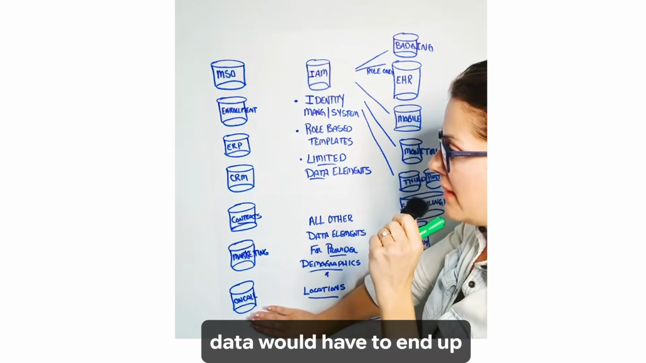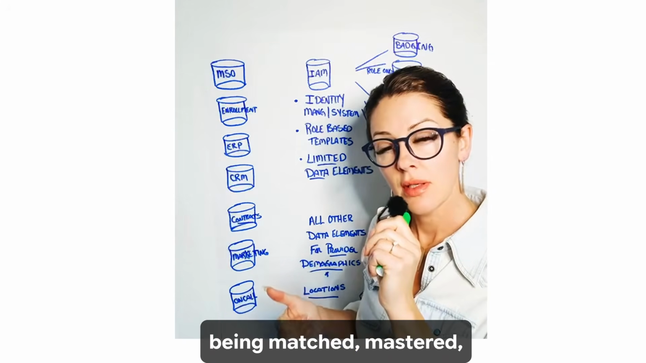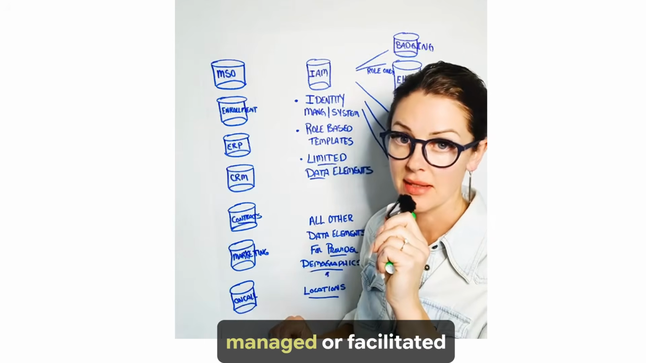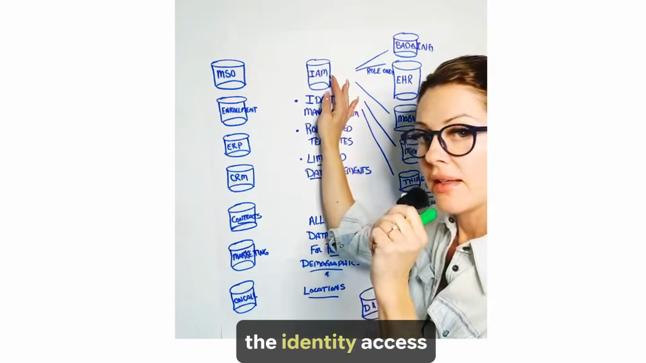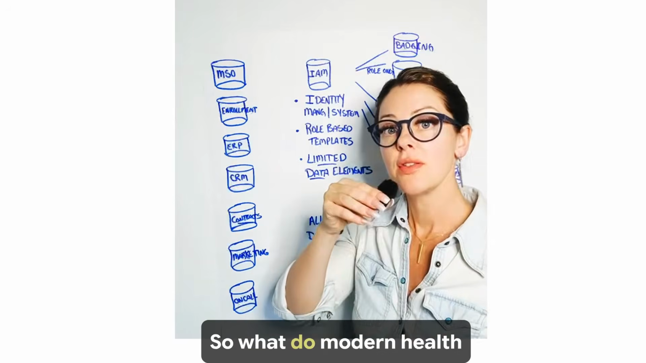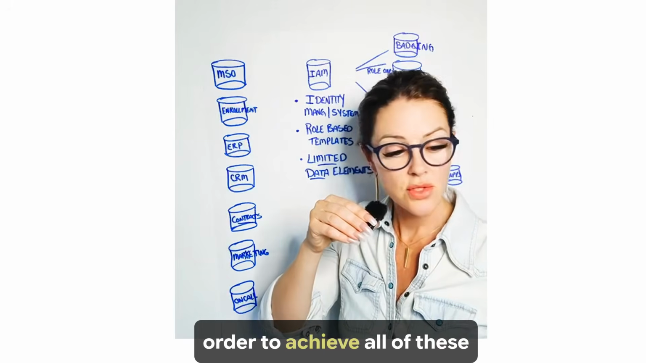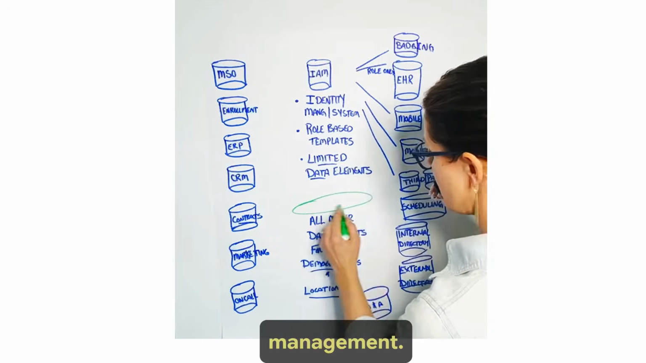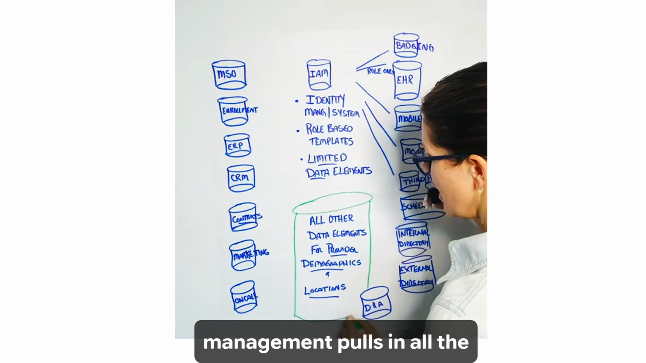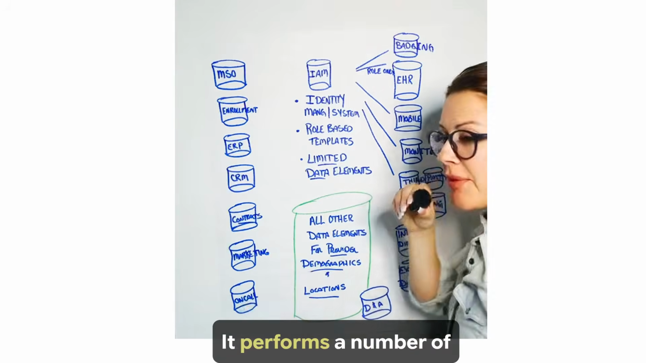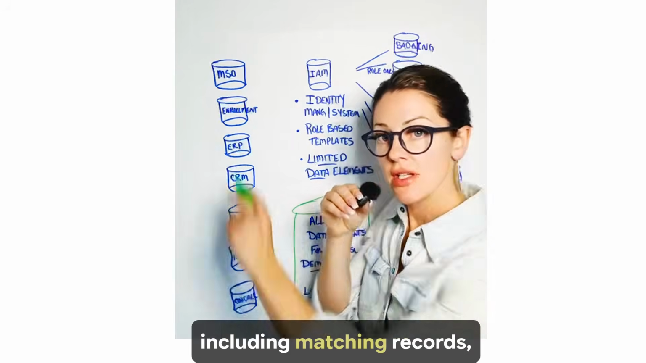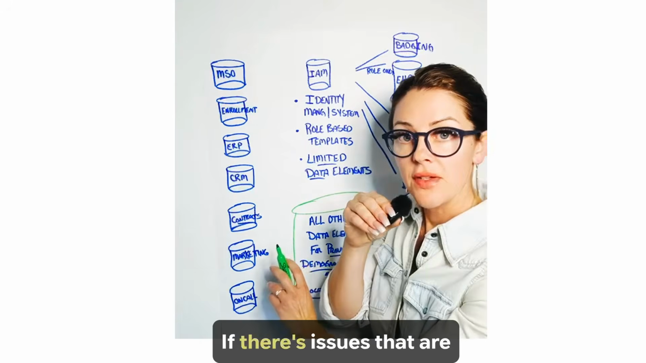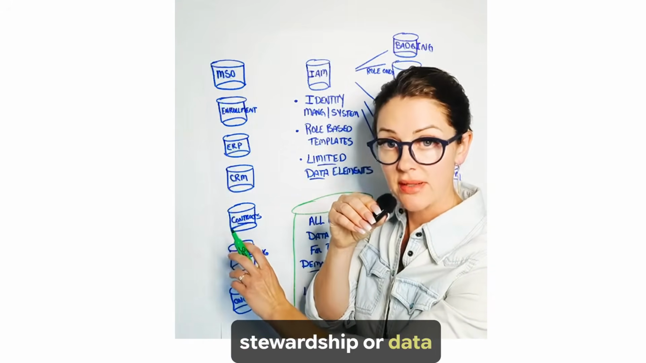Collectively, this type of data would have to end up being matched, mastered, survivorship, and a number of other functions that are most commonly not managed or facilitated through the Identity Access Management solution. So what do modern healthcare organizations do in order to achieve all of these different processes in the most expedited way? They use what's known as master data management. Master data management pulls in all the different attributes from these sources. It performs a number of different capabilities, including matching records, profiling to make sure that the information coming in doesn't have any egregious errors. If issues are found, they offer data stewardship or data governance workflows.